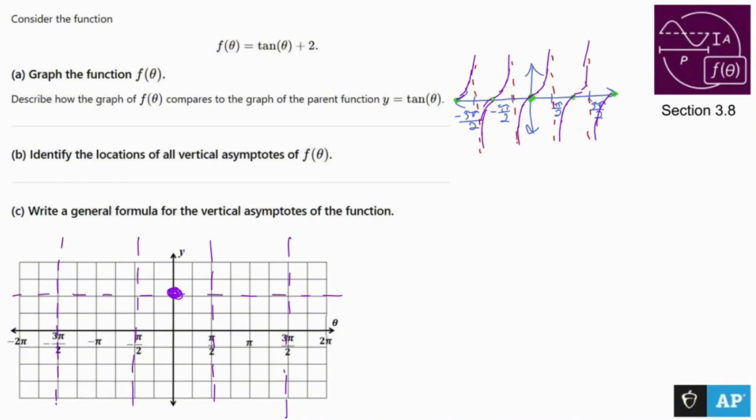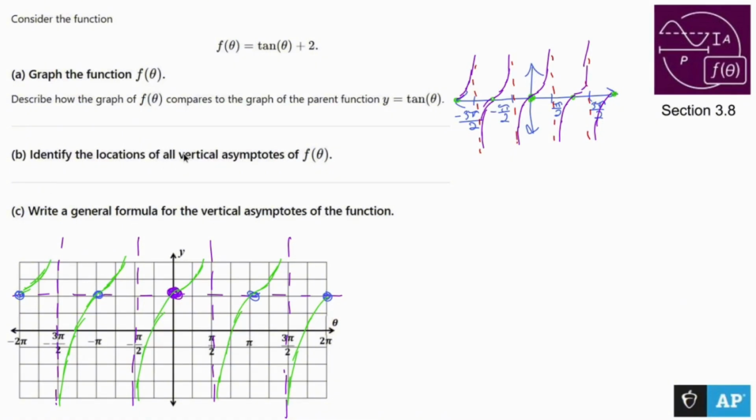So the same exact behaviors are going to take place. We'll put a dot there, there, there, and there. To the right of the dots, we have something that appears to be concave up. To the left of the dot, it appears to be concave down, hugging these asymptotes. So it's the same thing, but shifted up 2. And that's how I describe it.